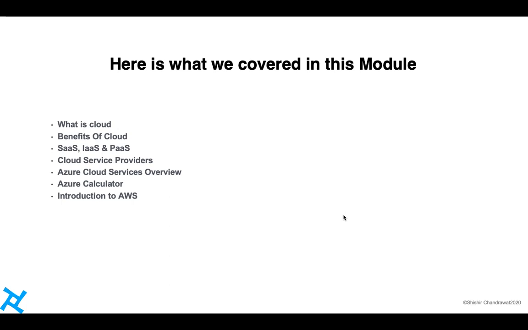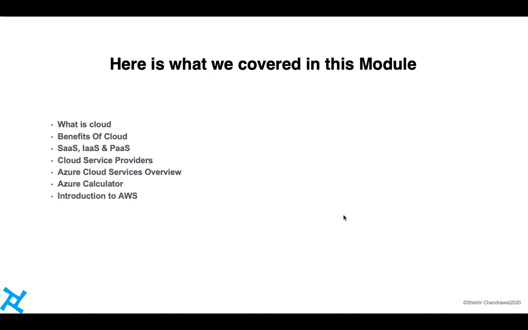That's it. This is the end of this module, guys. So here is what we covered in this module. We spoke about what is cloud. We discussed the benefits of cloud, like it's on demand, you don't have a capex, and you can access it from anywhere. Then we spoke about the different pillars in cloud, which are software as a service, infrastructure as a service, and platform as a service. I discussed the difference between the co-location service provider and the cloud service provider.